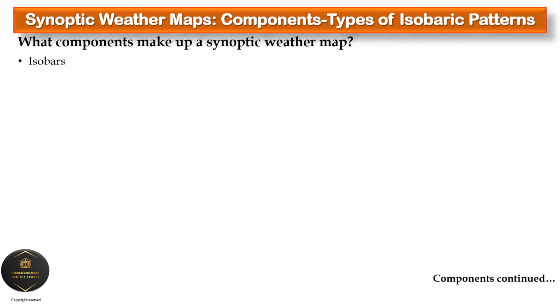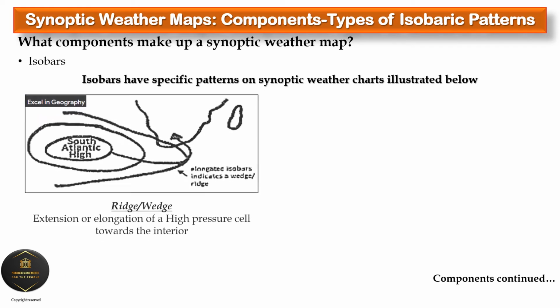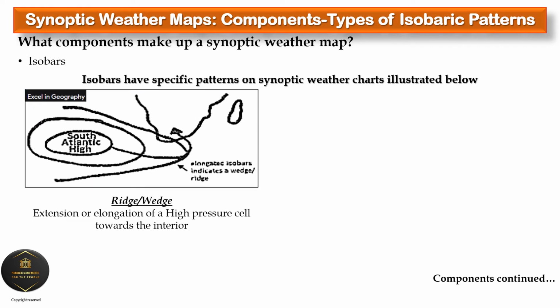Now, what types of isobaric patterns do we have? For starters, we have these specific isobaric patterns. This is adapted from the Excellent Geography Study Guide, so we've credited it over there. The first isobaric pattern we have is known as a ridge or a wedge, or what we call ridging. So ridging is basically the extension or elongation of what? Of a high pressure cell.